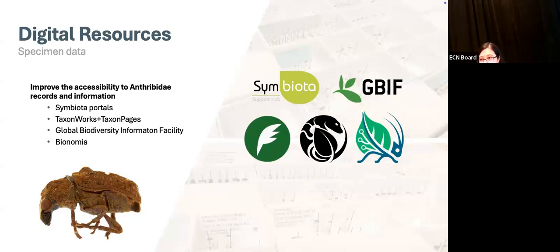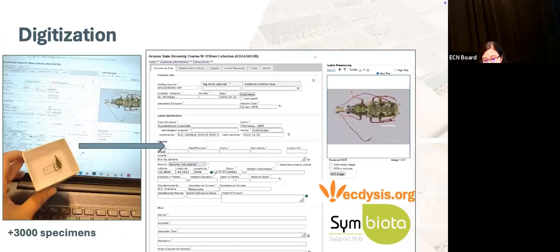So I use Symbiota portals. I also use TaxonWorks and Taxon Pages. I share everything with GBIF. I use Bionomia to link the taxonomist and collectors data to the specimens. Everything starts with picking the specimen, identifying it, and digitizing it directly into our Symbiota portal, Ecdysis. You can see all the information in this portal. You can go to ecdysis.org and the information will be there for every specimen.